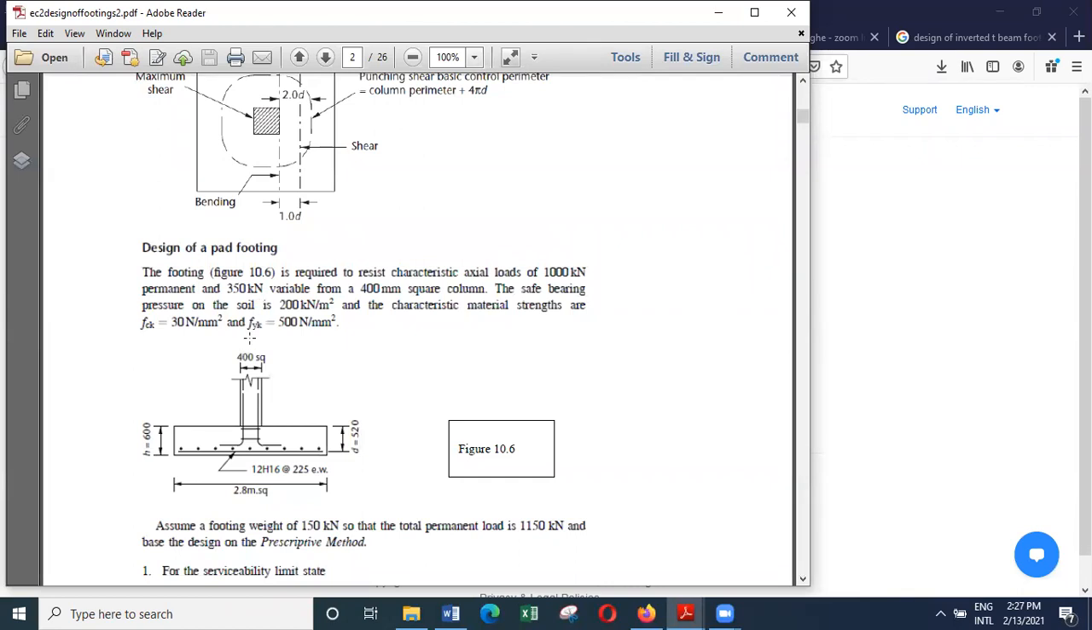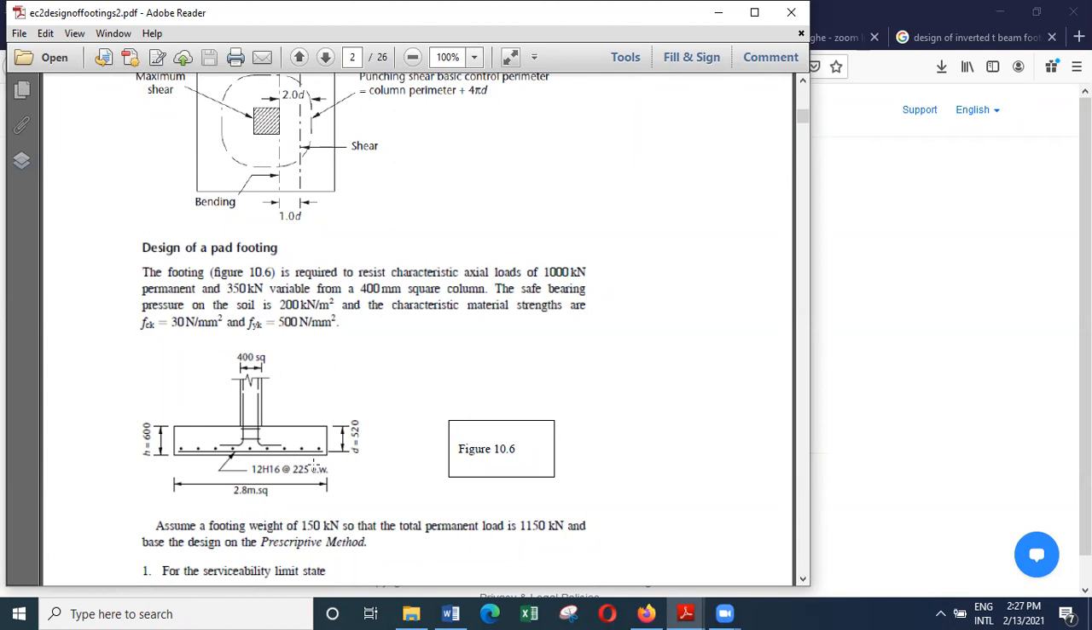But when you are designing for bearing, it's important that in addition to the loads that will come through the column, we have to consider the weight of the base as well. To determine the weight of the base, first we have to see what is the size of the base.